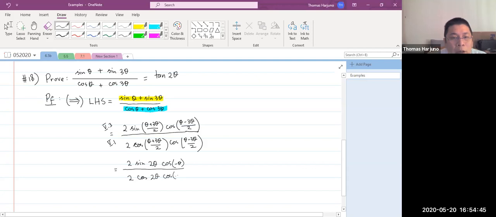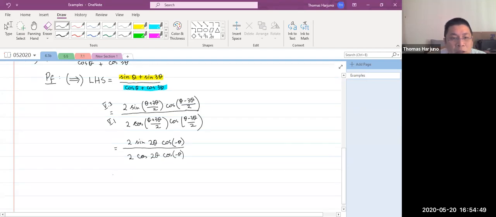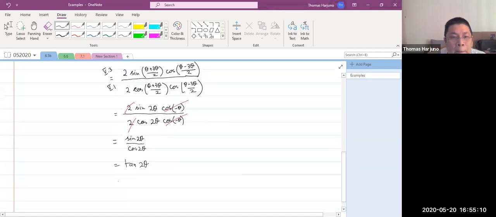cosine negative theta. Now, and then you see something cancels, right? The 2 cancels and the cosine negative theta cancels. So I get sine 2 theta over cosine theta, which is equals to tangent 2 theta. That's our right hand side. And that's the end of the proof.